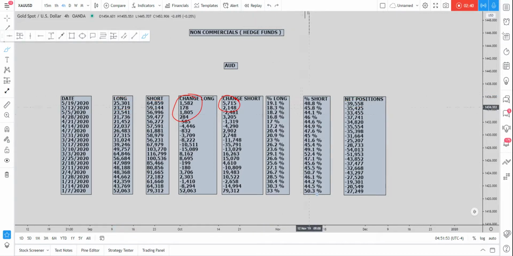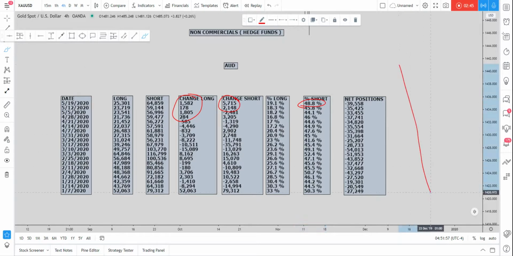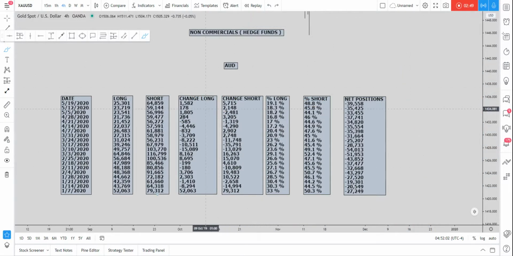So in the long term, since we have such a high short exposure, 48.8%, we can still expect in the long term to see a push to the downside on the AUD, even though in the short term, we might get some strength.